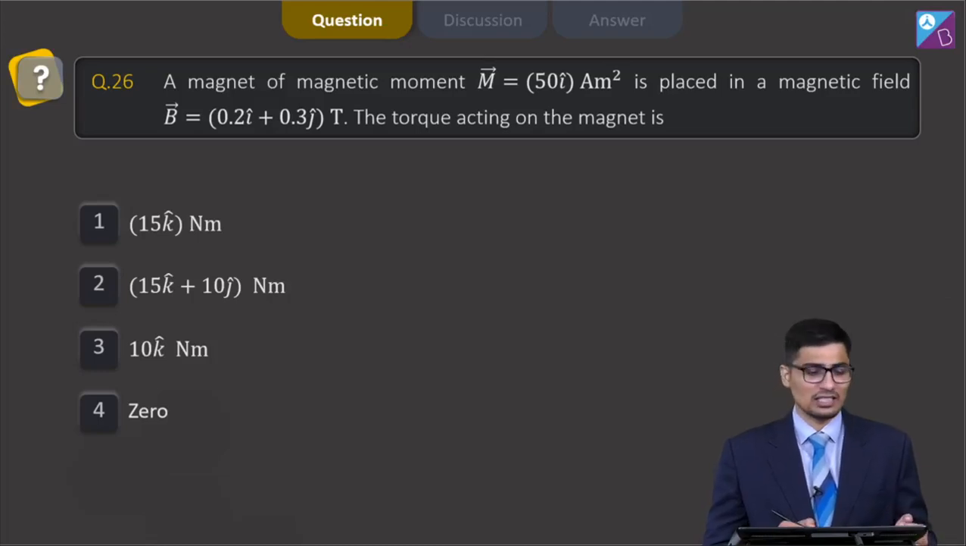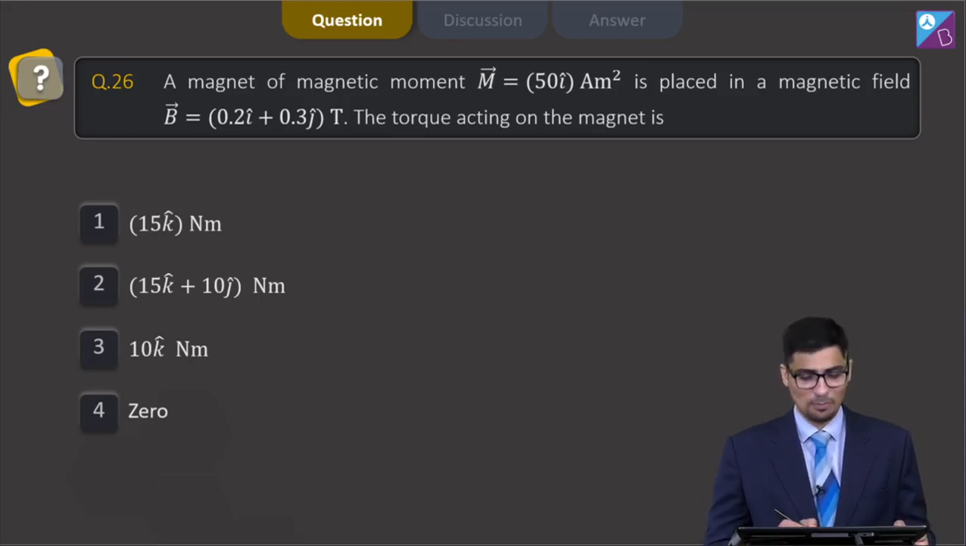This is question 26. The question says a magnet of magnetic moment m vector is 50 i cap ampere meter square is placed in a magnetic field B vector given as 0.2 i cap plus 0.3 j cap Tesla. We have to find out the torque acting on the magnet, and there are four options: 15 k cap Newton meter, 15 k cap plus 10 j cap Newton meter, 10 k cap Newton meter, or the last option which is 0.